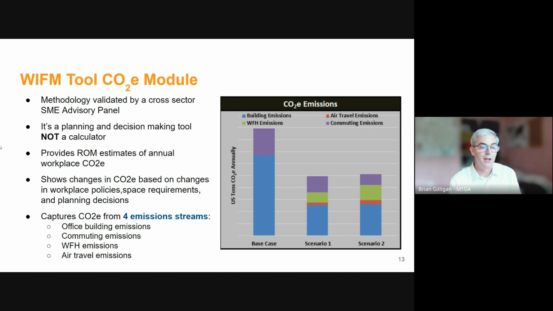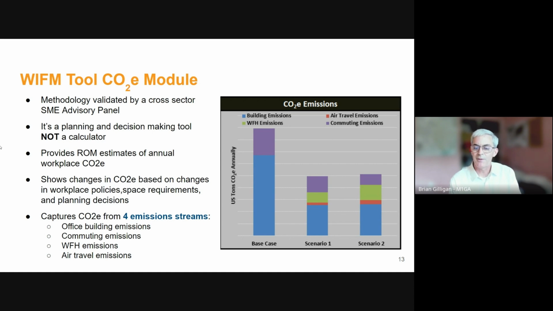Office building emissions: if you reduce space or increase the amount of space that you need in your office building, what changes to the building energy emissions are going to happen? If you increase or decrease telework, how much do commuting emissions change? If you're increasing the amount of time people are working from home, how much do those emissions change? We have a calculation approach that I think is pretty novel for that. And then air travel emissions.